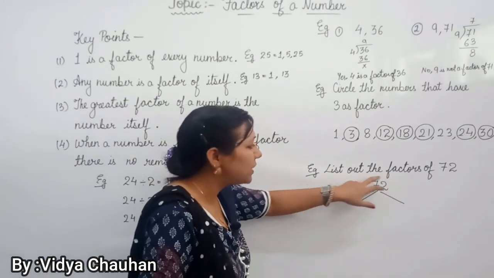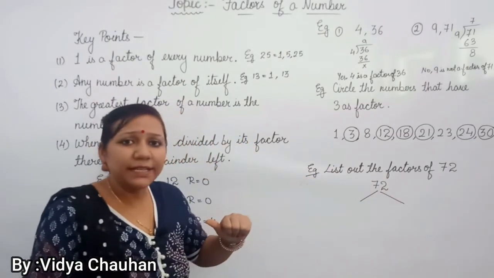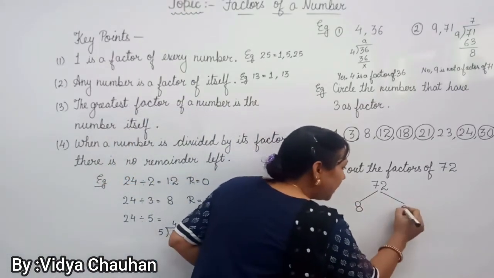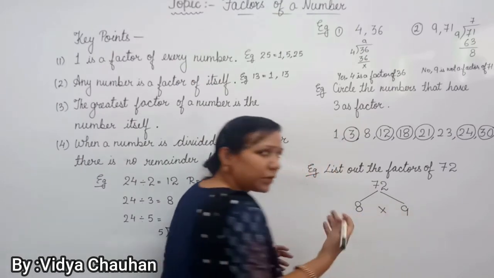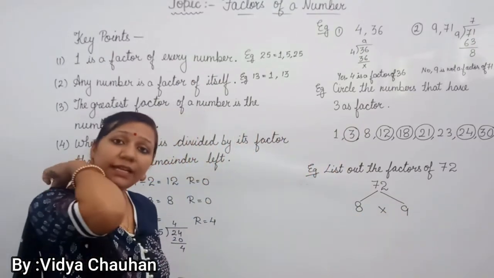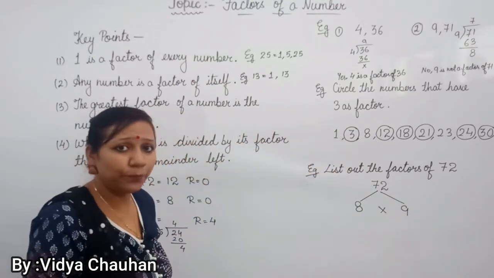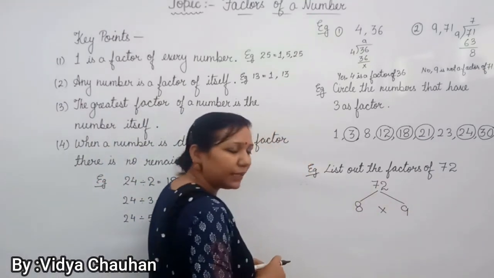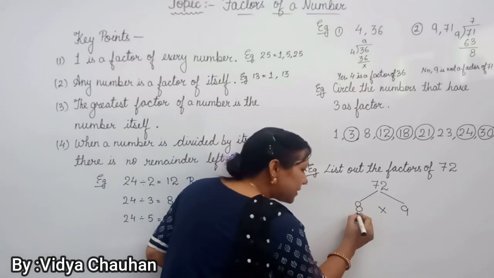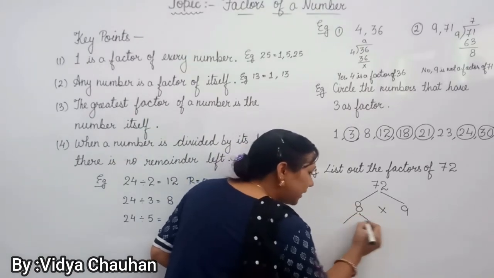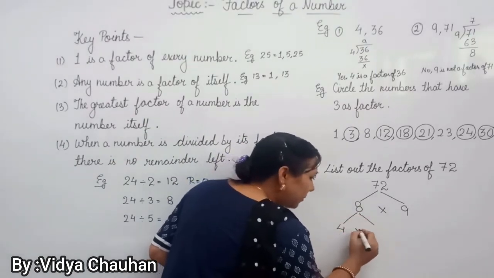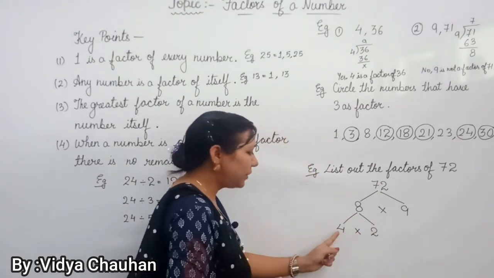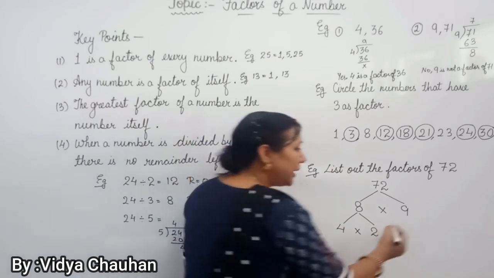72, very first, 72. How I can write 72? Can I write 72 as 8 multiplied by 9? Right? Because 8 9s are 72. Right? So we can write 72 as 8 multiplied by 9. Now for this 8, can I further divide this 8 as 4 multiplied by 2? Correct? 8 can also be written as 4 multiplied by 2.